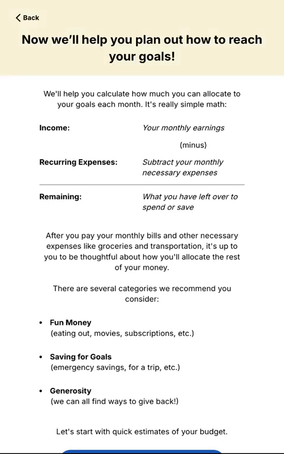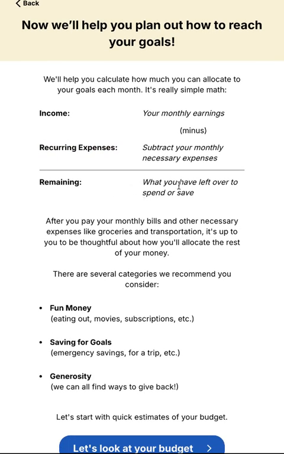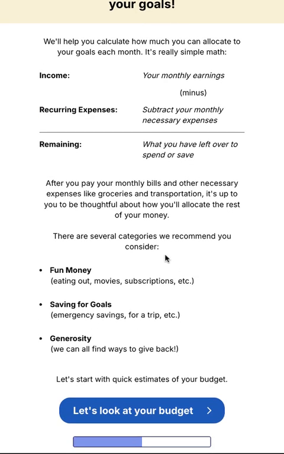Great. So now we're going into kind of the meat of it. And here's our Opto approach. So you'll estimate how much you're making on a typical month in income. We'll have you ballpark recurring necessary expenses, and then we'll be left with what's remaining to spend or save each month. So there are 3 general categories that you can allocate this towards.